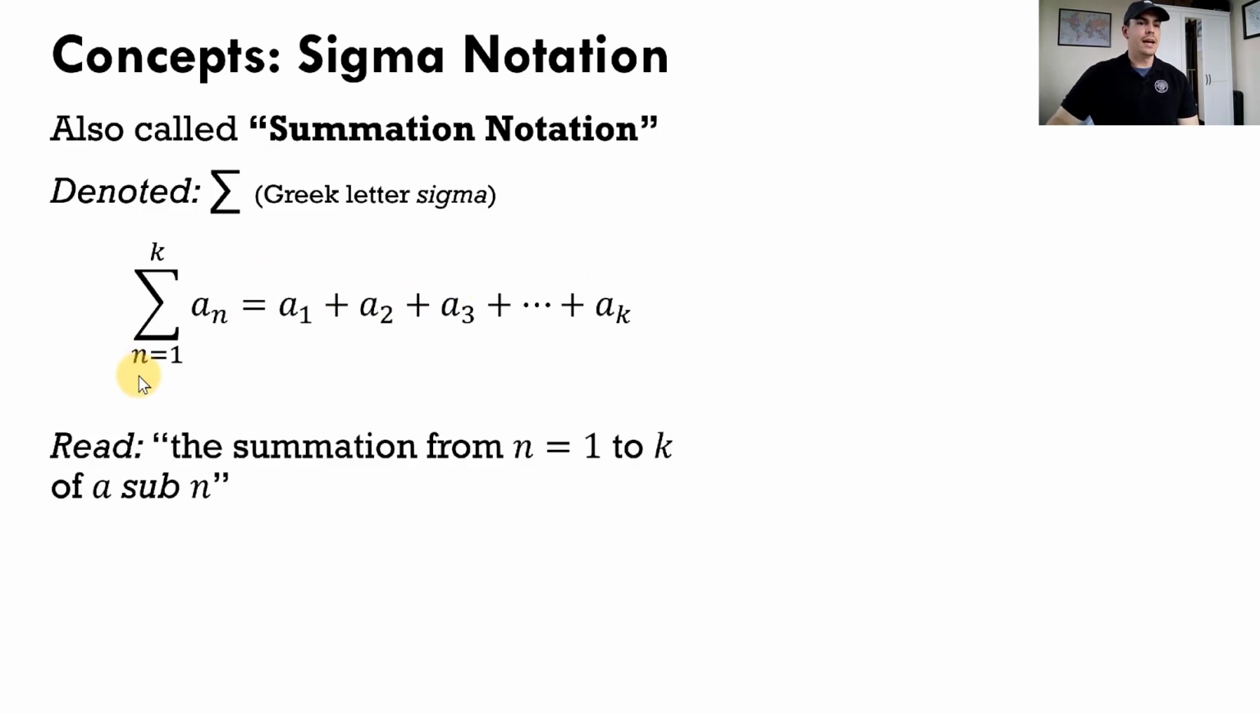So we would read this as the summation from n equals 1 to k of a sub n. The summation from n equals 1 to k, meaning I'm going to start off with my first term as n equals 1, and I'm going to increase n, or increase my term number, by 1, going by whole numbers, until I reach k, and then I stop. That's important. So this is your initial term, and this is your final term where you want to stop. So we would have a sub 1 plus a sub 2 plus a sub 3 all the way until you reach a sub k, and then you would add all those terms up.